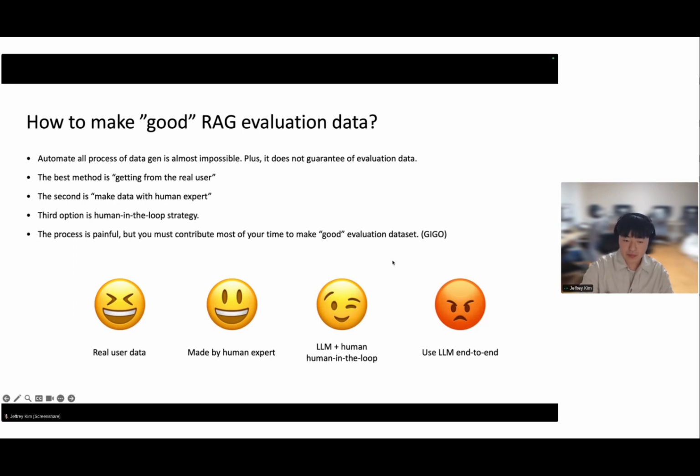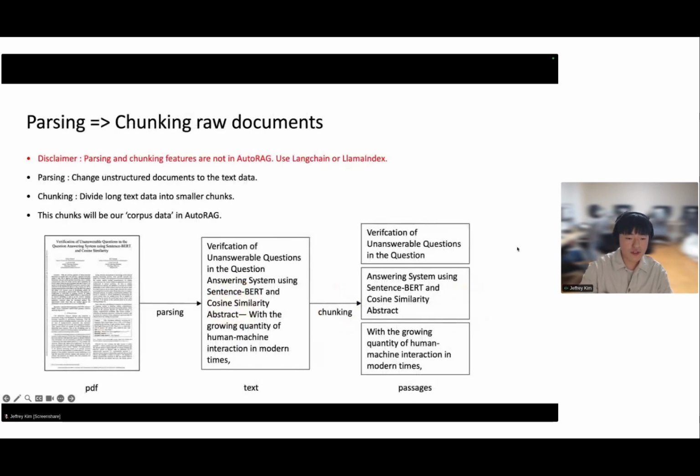So I'll talk about the third option, the most realistic option: using an LLM plus human in the loop. So the first thing you need to do is parsing and chunking, right? All RAG systems need this.